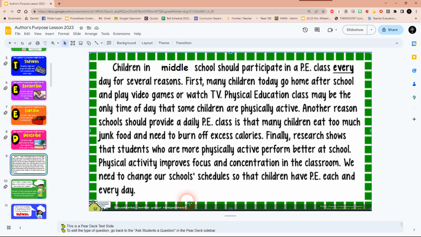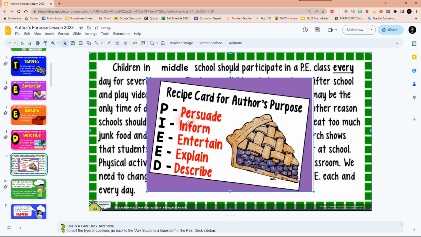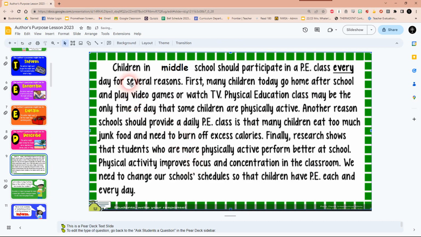Let's read this briefly, and you can follow my red circle. See if you can guess before I reach the end, what is the author's purpose for this? And there are those choices: persuade, inform, entertain, explain, describe. Let me get rid of that. Okay, listen and guess in your head.